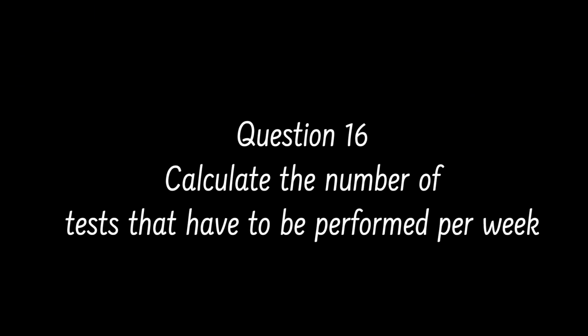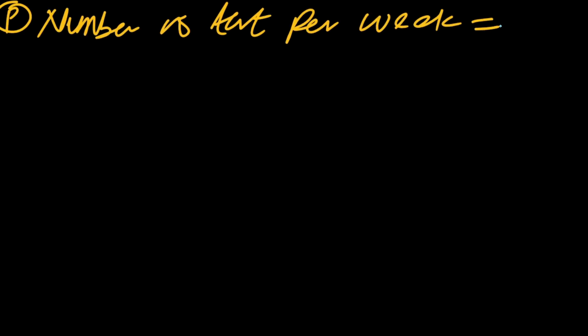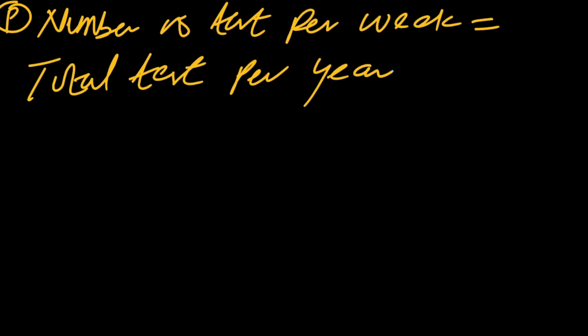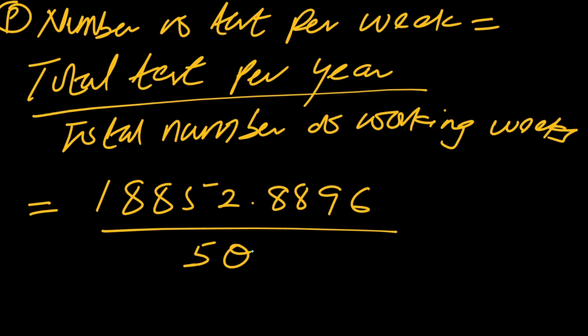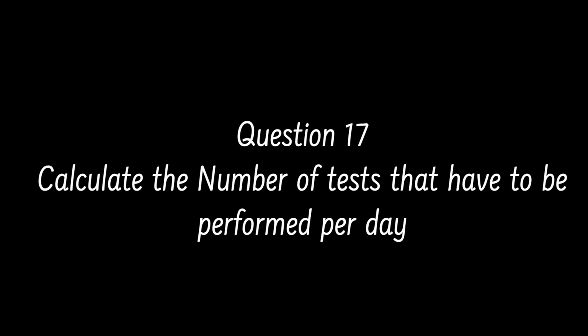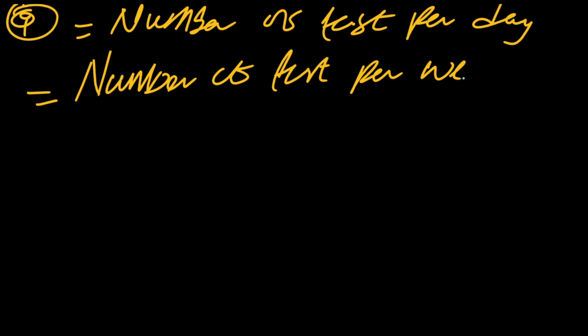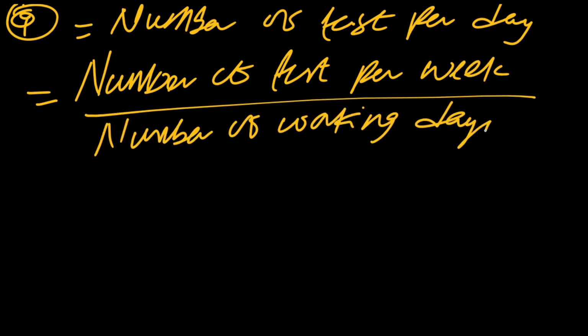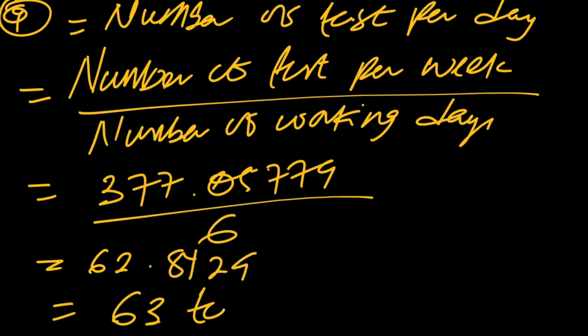Question 16. Calculate the total number of tests to be performed per week, which is equal to the total number of tests performed in a year, all divided by the total number of working weeks. That is 18,852.8896 divided by 50, which is equal to 377 tests per week. Question 17. Calculate the total number of tests to be performed per day. That is the total number of tests per week divided by the total number of working days, which is 377.05779 divided by 6 working days, which is equal to 63 tests.